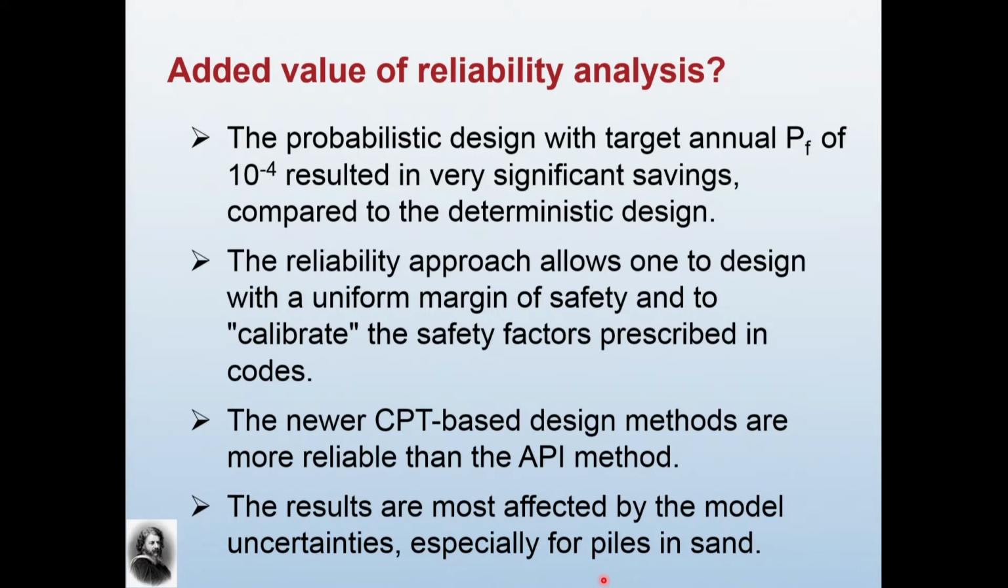We also know that we can design with a much more uniform margin of safety, and we were also able to calibrate the safety factors, and this is research going on. And we could also document that the new cone penetration methods had less uncertainty than the API methods, so that's something that will be used further by the codes.